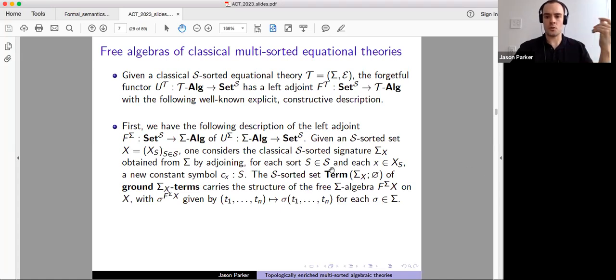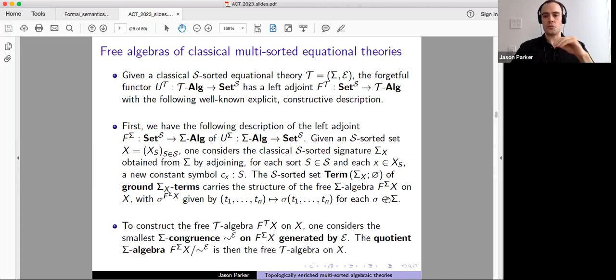Then we can consider the S-sorted set of ground sigma sub X terms, so all the terms that we can form over this signature in the empty context using no variables. This carries the structure of the free sigma algebra F sigma X on X, which basically interprets the operation symbols syntactically. Given an operation symbol little sigma, we just interpret it as the function sending an appropriate n-tuple of terms to the term that you get by applying sigma to that n-tuple. Okay, so those are free sigma algebras.